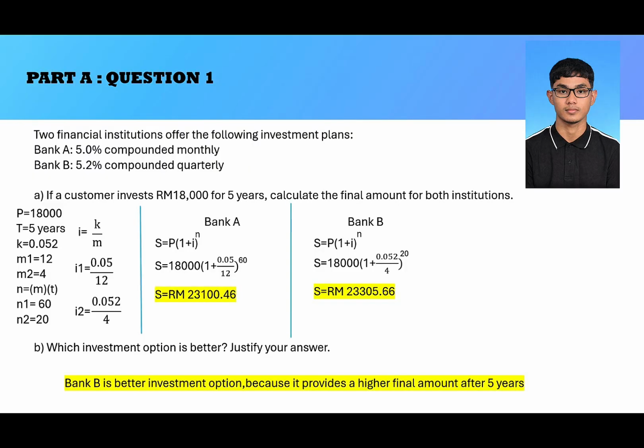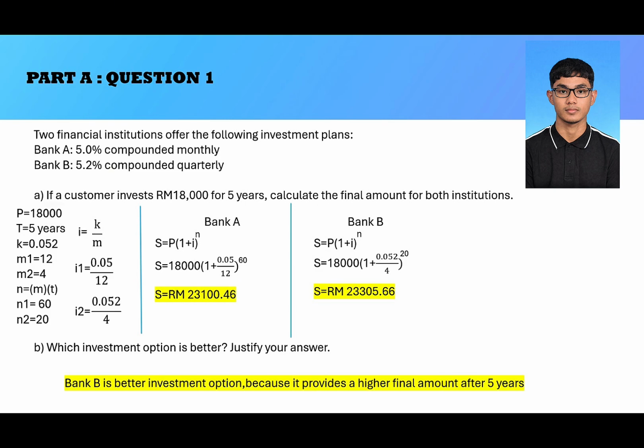Today I would like to present part A question 1. In this question, there are two banks with different compound interest rates. Bank A offers 5.0% compounded monthly and Bank B offers 5.2% interest compounded quarterly. For question A, the customer invests 18,000 for 5 years and we need to calculate the final amount for both banks using the compound interest formula.